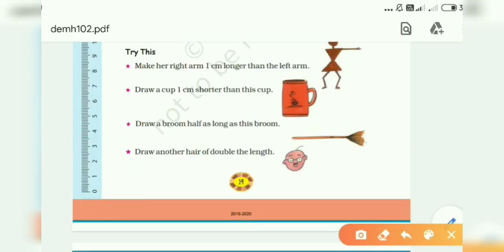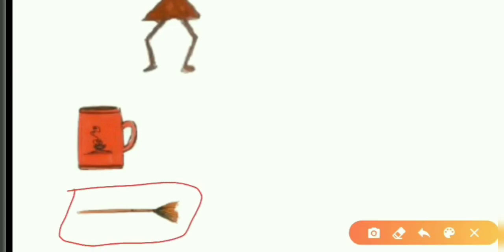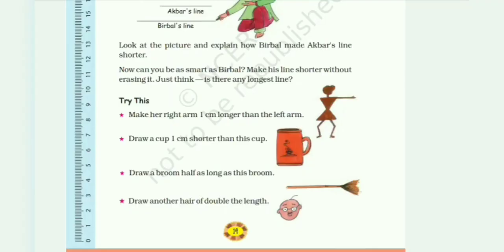now let's read the third one. Draw a broom half as long as this broom. Here we have to draw a broom half as long as this broom. Okay children, here I draw the broom. You can see in this picture, right children? Here you have to draw half of the broom just like that broom which is given in your textbook.